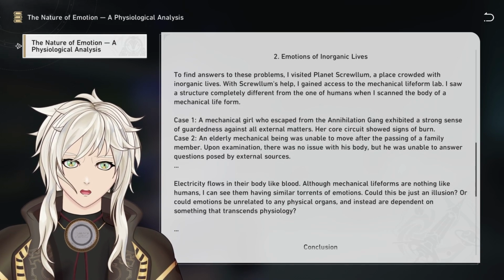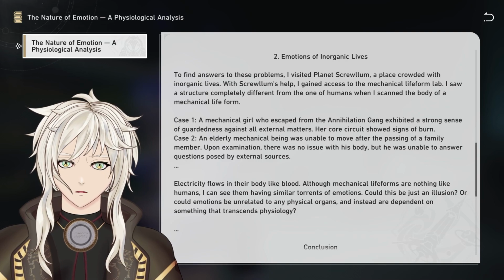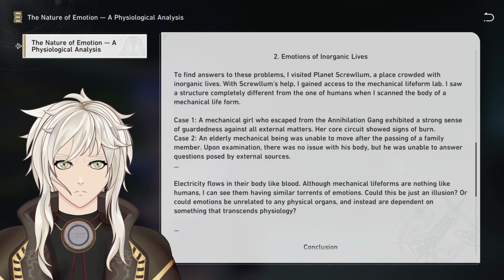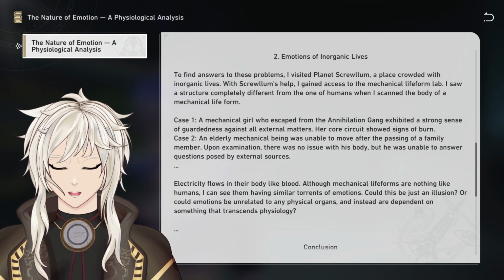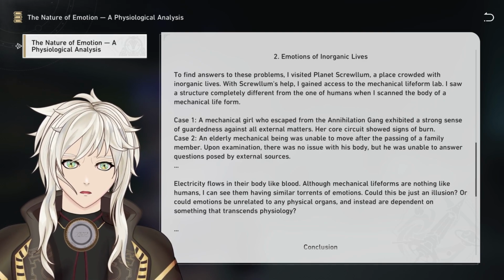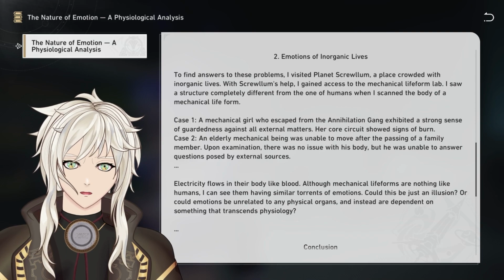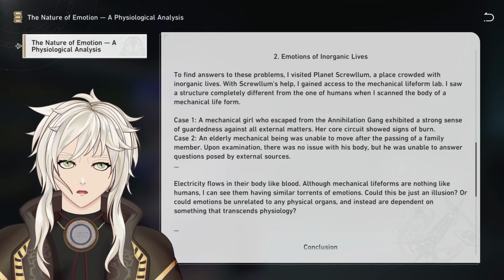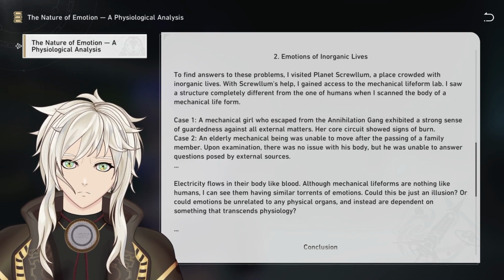Part 2. Emotions of Inorganic Lives. To find answers to these problems, I visited Planet Screwlum, a place crowded with inorganic lives. With Screwlum's help, I gained access to the Mechanical Lifeform Lab. I saw a structure completely different from the one of humans when I scanned the body of a mechanical lifeform.